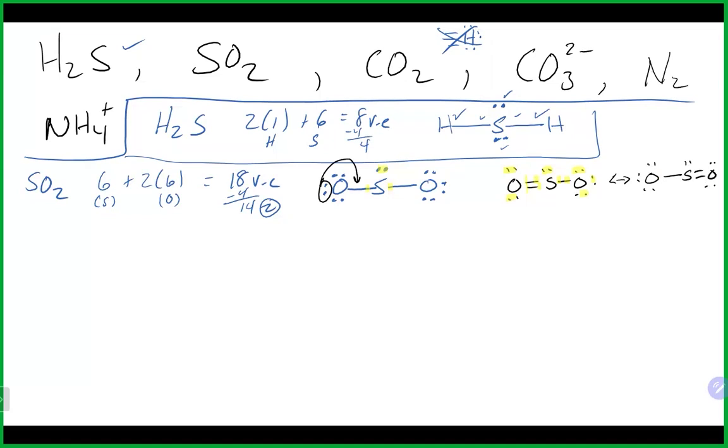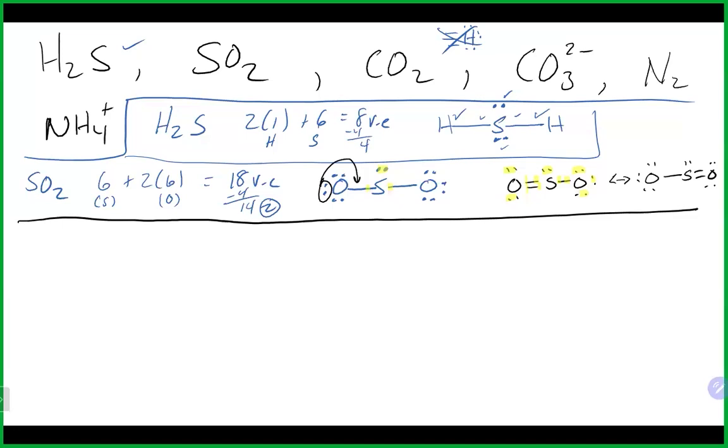Can't tell you how many people will have double bonded both sides of this with no dots or anything like that. So again, make sure you follow sort of the order there, and it should get you to a good picture. All right, CO2. We got 4 for the carbon, 2 times 6 for the oxygen, right?